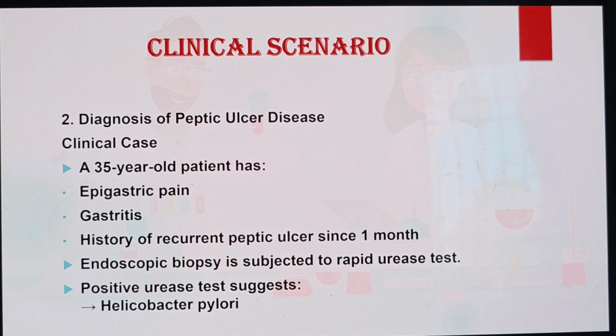Look at the next clinical scenario. A 35-year-old patient has epigastric pain, gastritis, history of recurrent peptic ulcer since 1 month. Endoscopic biopsy is subjected to rapid urease test. Positive urease test suggests presence of Helicobacter pylori.